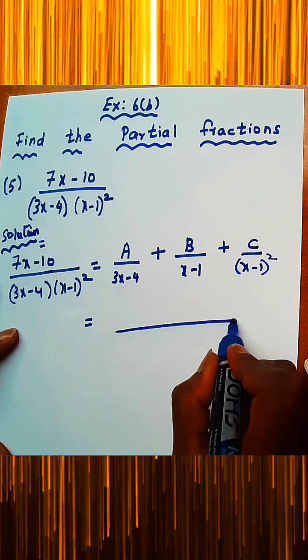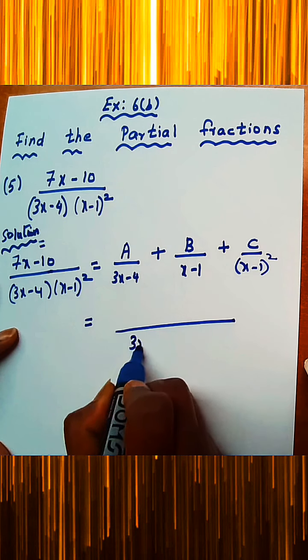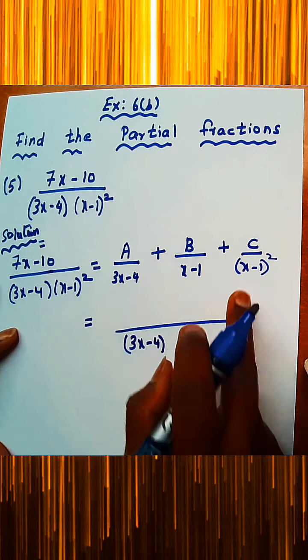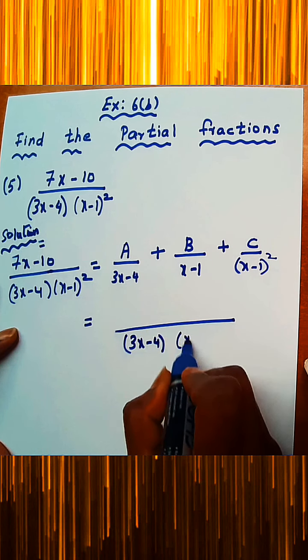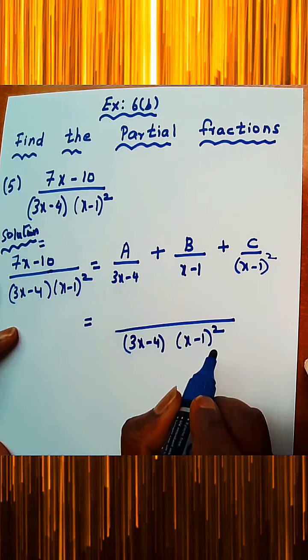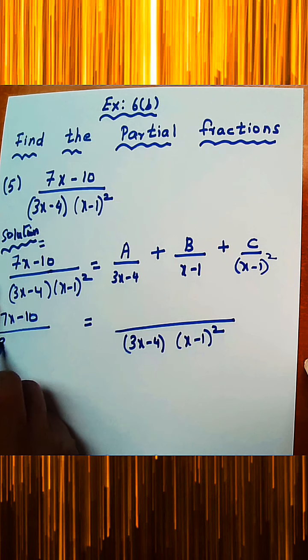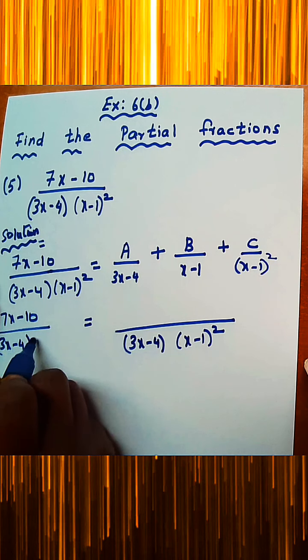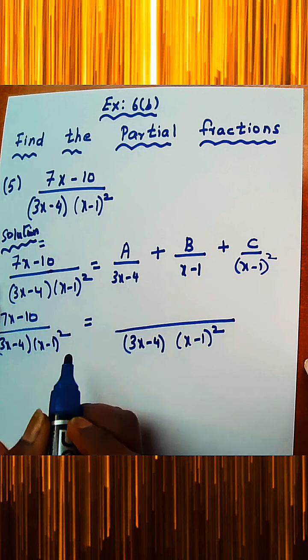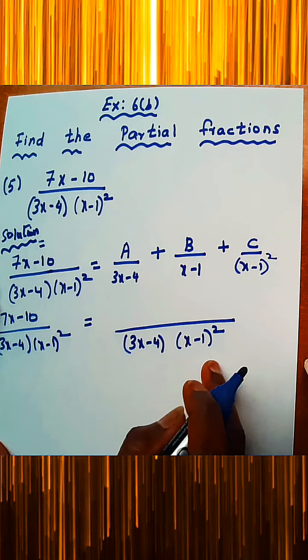Now what we have to do is take the LCM. What will be the LCM? 3x minus 4 times, take the highest factor, (x minus 1) the whole square. On the left hand side we have (7x minus 10) divided by (3x minus 4) times (x minus 1) the whole square. Okay, we have taken the LCM.